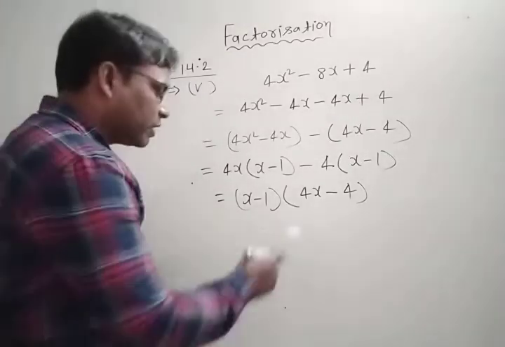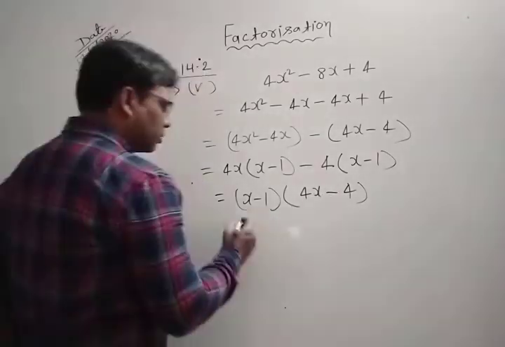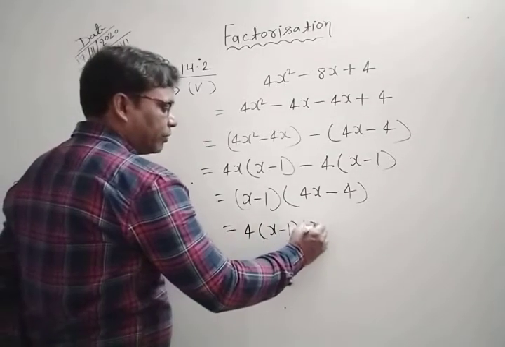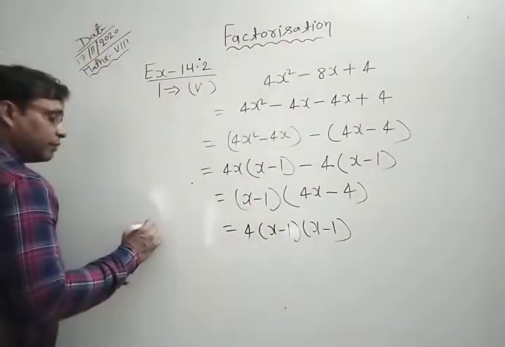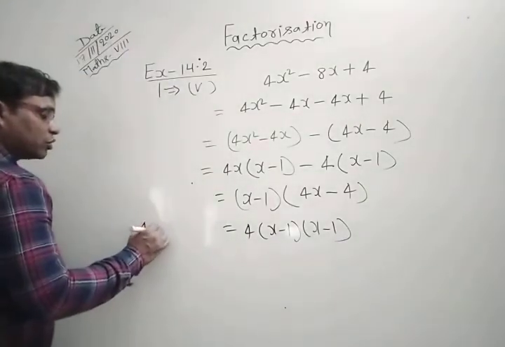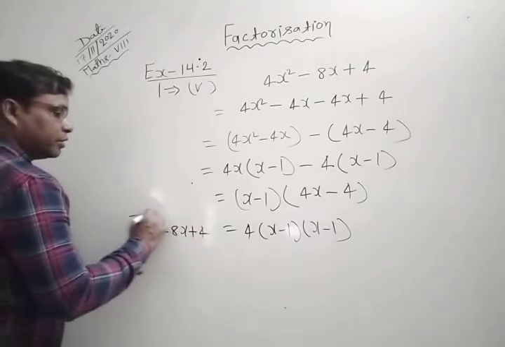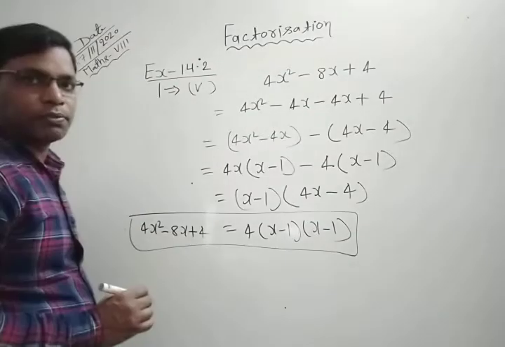Also you can say in these terms what is common? We have common 4, so you can also take common 4. So it becomes x minus 1 into x minus 1. This is the square of the factors of 4x square minus 8x plus 4. I hope all of you understood these parts.